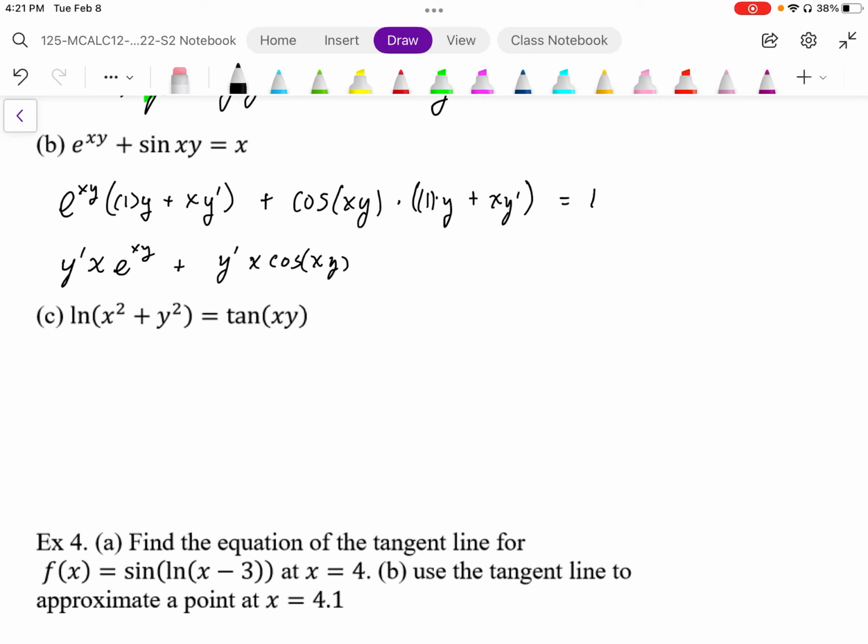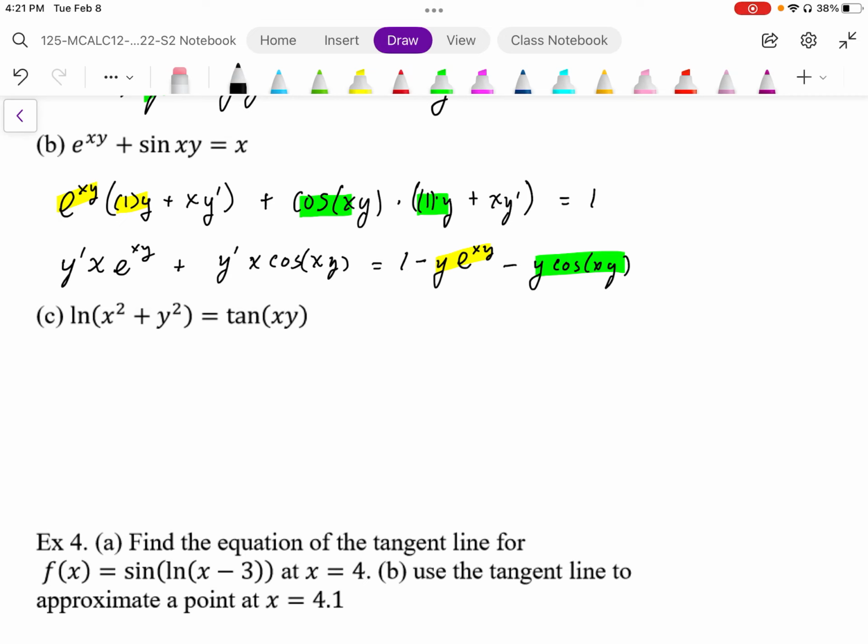That x I could factor out as well, but I'm going to keep that in there because I want to isolate my y prime. Everything else goes to the other side, so I end up with minus y times e to the xy. Okay, so this term here and that term there go together to generate that term. And then I also have this term without a y prime together with that. I'm going to end up with minus, so it goes on the other side, y cosine of xy. Okay, so that's where that term came from.